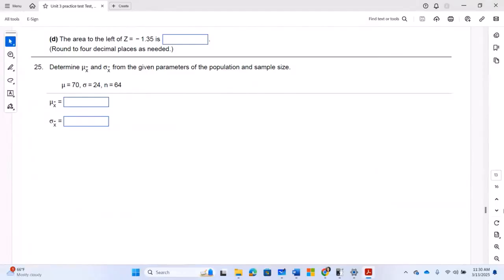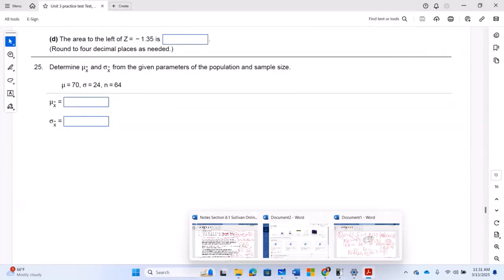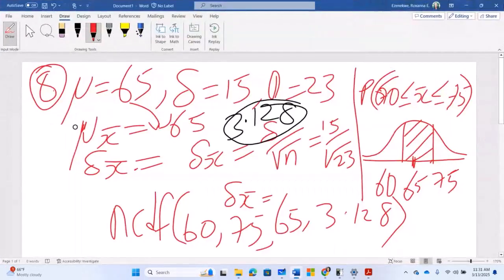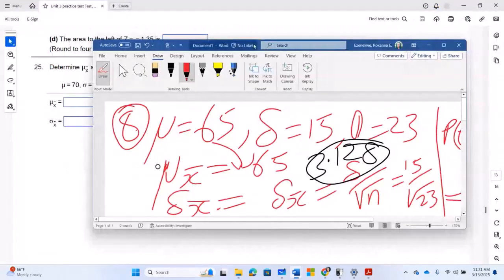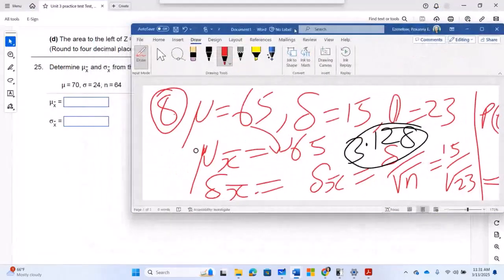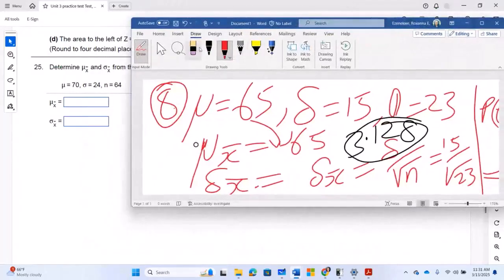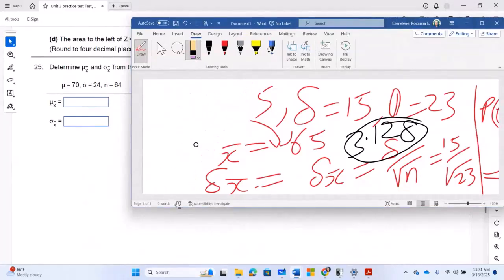Number 25. It says determine the mu x bar and the standard error from the given parameters of the population and sample size. Whenever you see mu x bar and standard error, then you are really talking about central limit theorem. Most questions will not tell you it is central limit theorem, but they will ask a question that implies that you will use central limit theorem, like in this one. So this is number 25. I will just write it and solve an example.